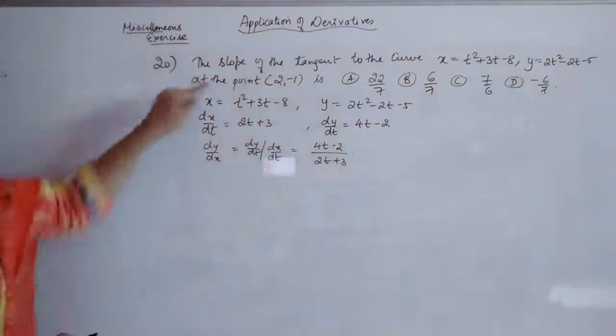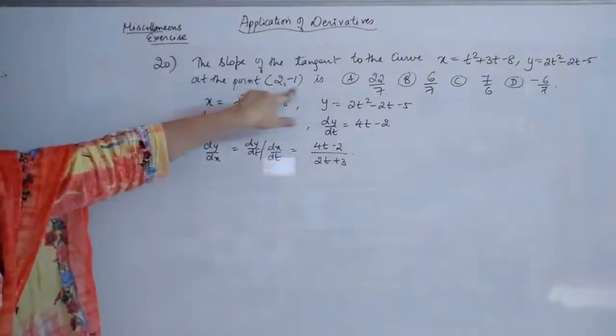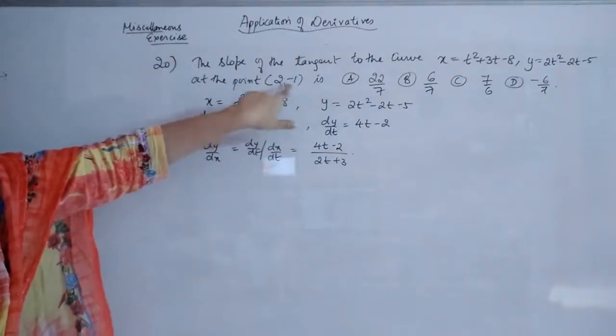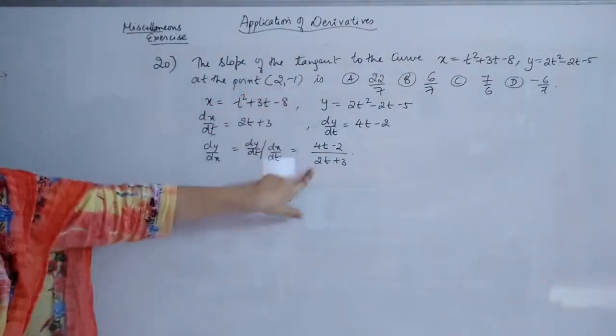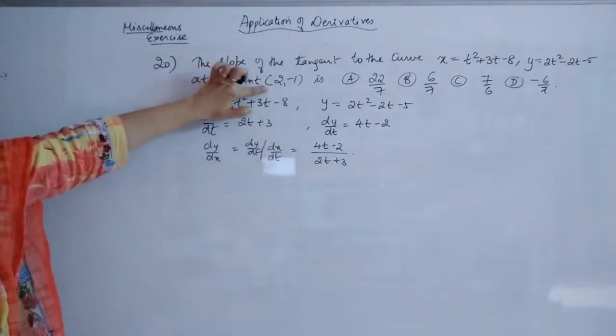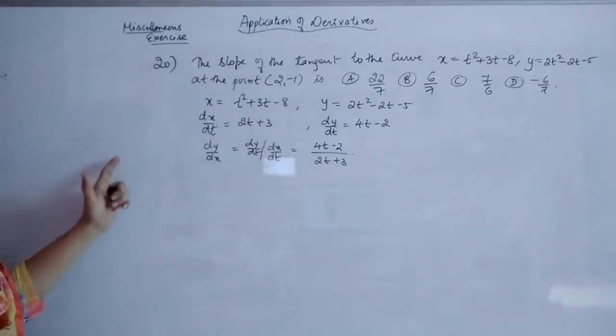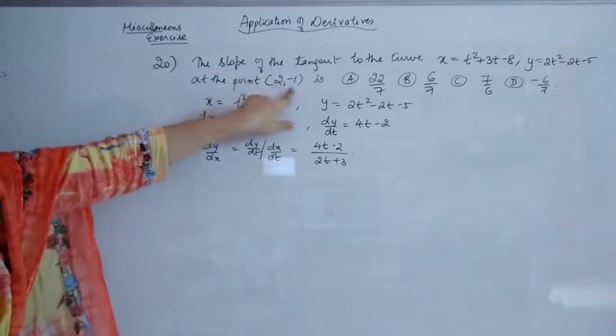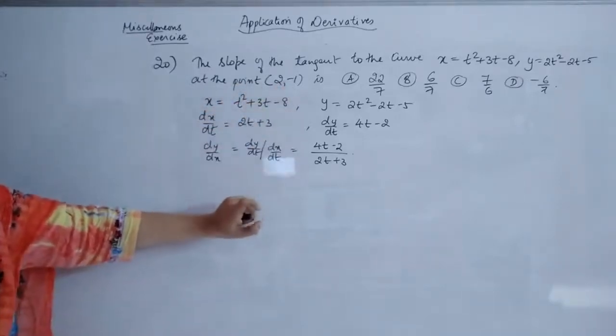Now the thing is, you have to find out at the point 2 comma minus 1, and this is the value of x and y, not the value of t, which you could replace and find out directly. So first you have to find out what will be t when x is 2 and y is minus 1. What is t? That you have to find out.